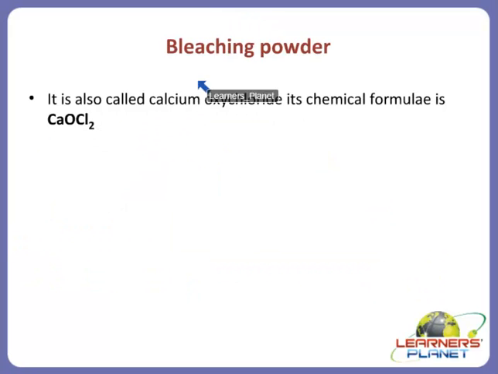Moving to our next compound, that is bleaching powder. It is also called calcium oxychloride. Its chemical formula is CaOCl2. Okay, calcium oxychloride. Bleaching is an oxidation, that is, you must know that when we put bleaching powder over some stain, it gets removed. Why? Because it gets oxidized, right?